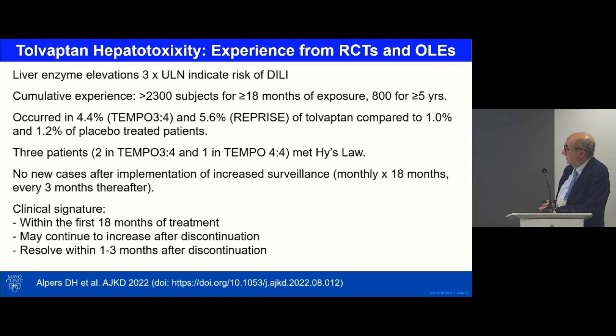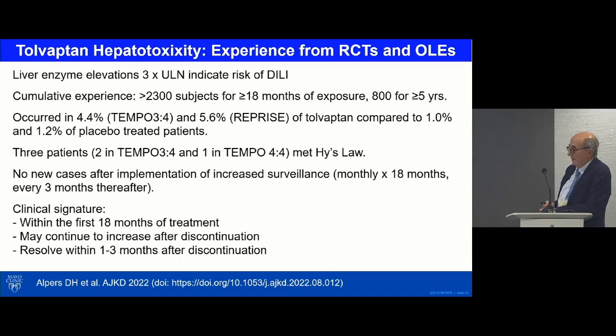Now, with this, after the implementation of this, there have been no further cases of Hy's law, which suggests that the mitigation program seems to be working. Now, the elevation of liver enzymes when tolvaptan is administered has a very characteristic clinical signature, which says that these elevations occur usually in the first 18 months of treatment, not later on.